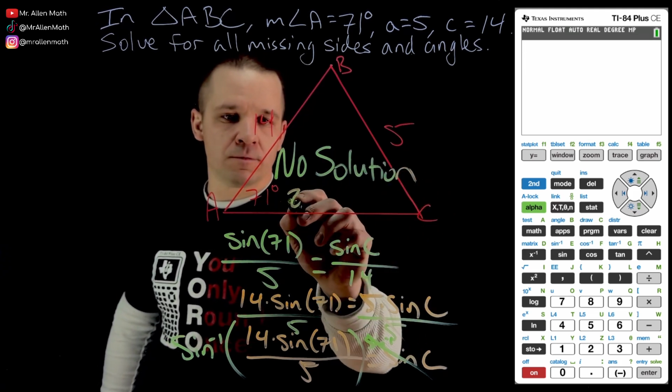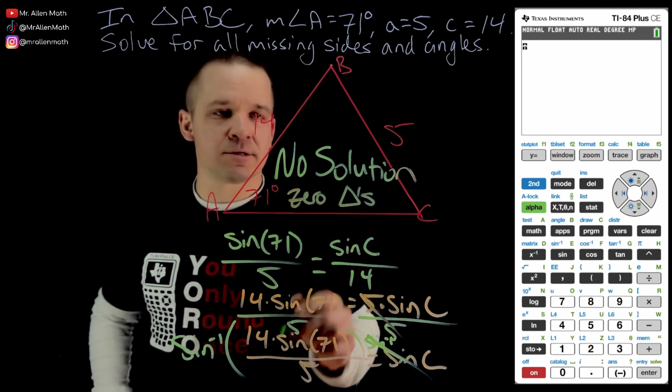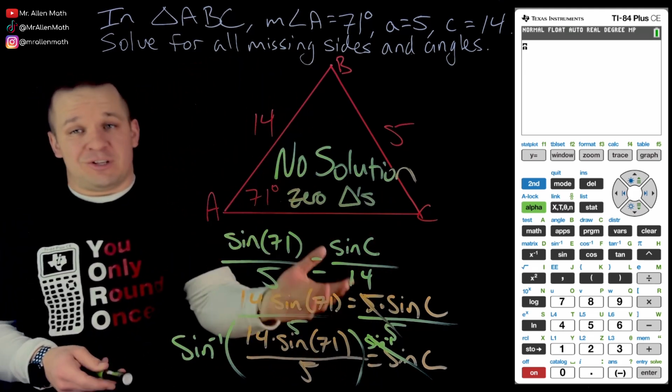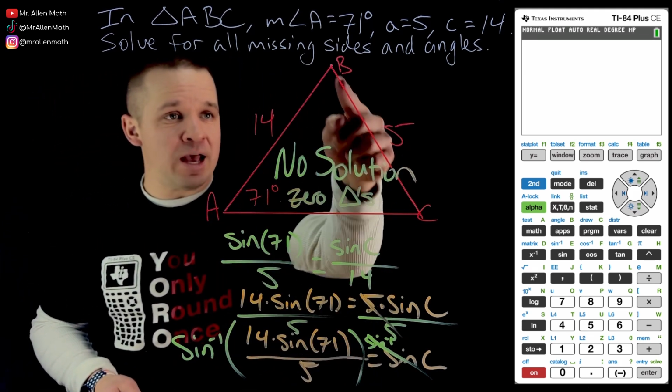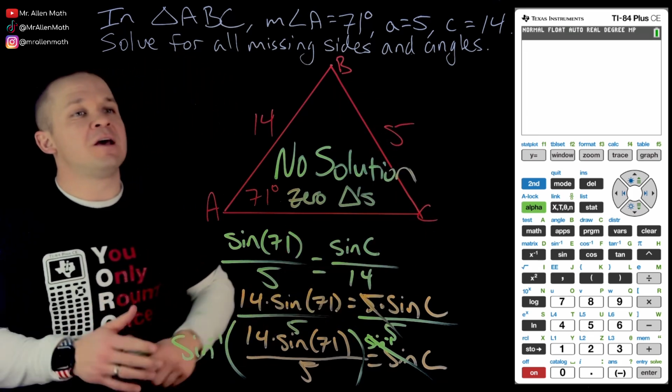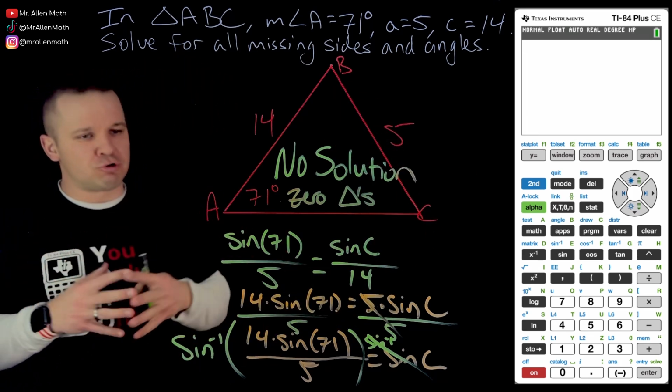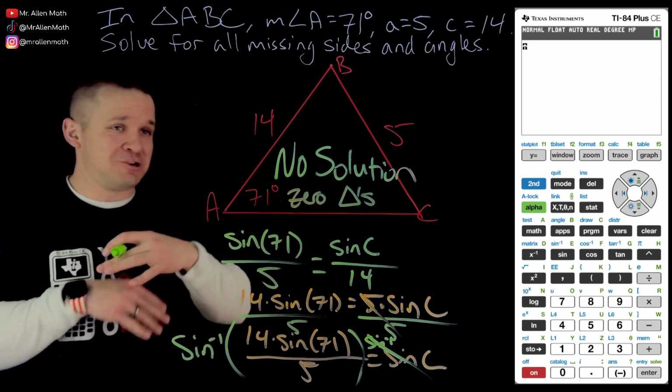No solution, or 0 triangles. We drew it, but it actually doesn't exist. This side would end here. It wouldn't be able to connect down at C. So there's no triangle here. This is the 0 triangle situation, which is honestly the best one because then you're done.